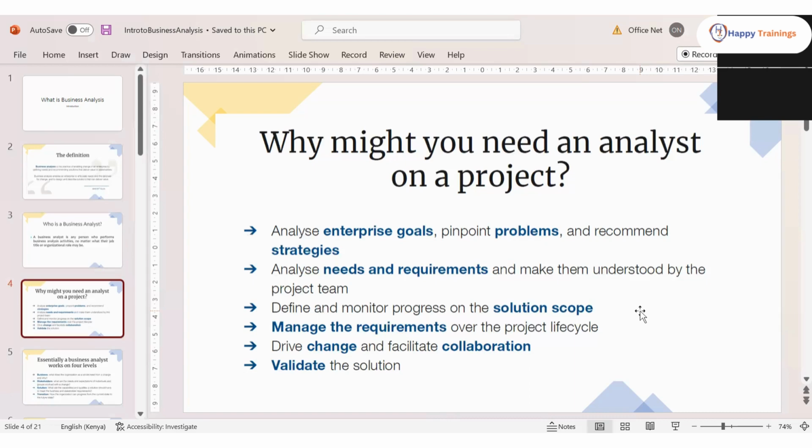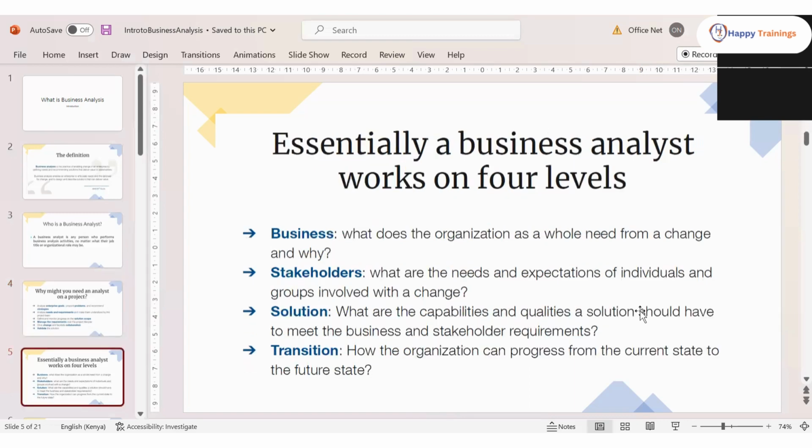Next, we're going to study the essential business analysis levels. Essentially, business analysis works on four levels: business, stakeholder, solution, and transition. In business, what does the organization as a whole need from a change, and why?